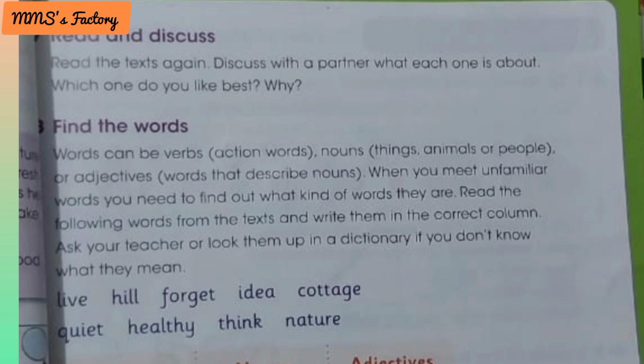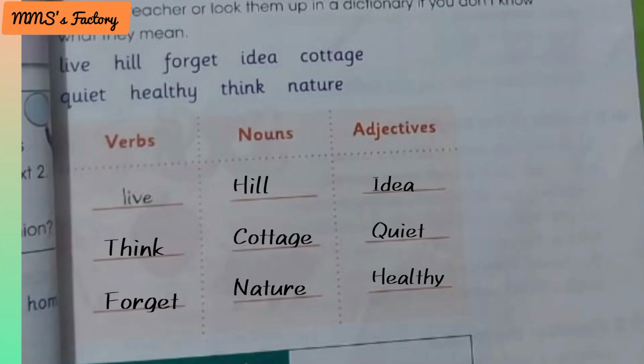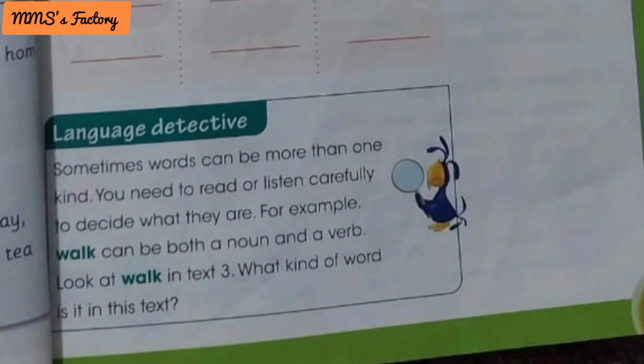Here I am going to complete it. Verbs: live, think, forget. Nouns: hill, cottage, nature. Adjectives: quiet, healthy. Language detective: sometimes words can be more than one kind. You need to read and listen carefully to decide what they are. For example, walk can be both a noun and a verb.